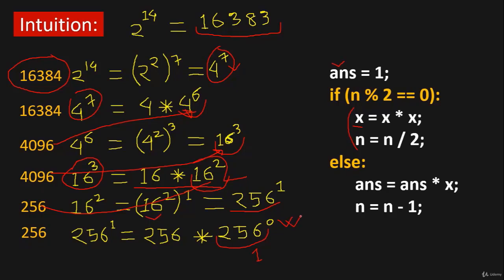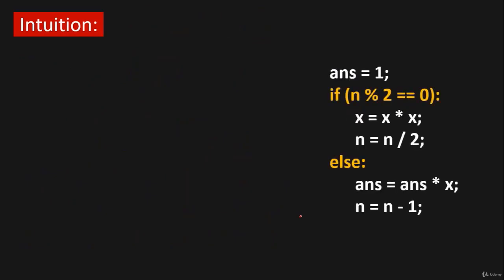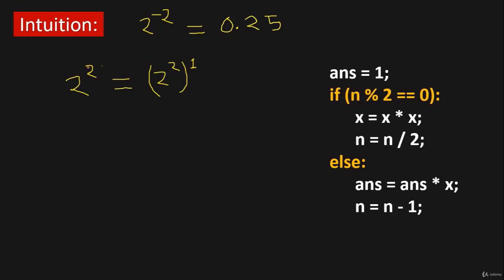Now let's see how we can solve the problem if we have 2 to the power of a negative value. If we have 2 to the power minus 2, then we have to return 0.25. So first, we will take the absolute value of the negative value. If we take the absolute value, then we get 2, and if we apply this formula, we get 2 to the power 2, which equals 4 to the power 1, and for 4 to the power 1 we get 4, and 4 to the power 0 is evaluated as 1, so 4 times 1 equals 4.